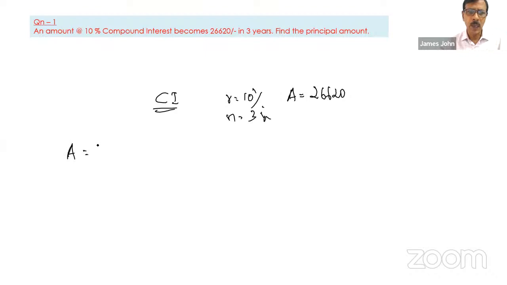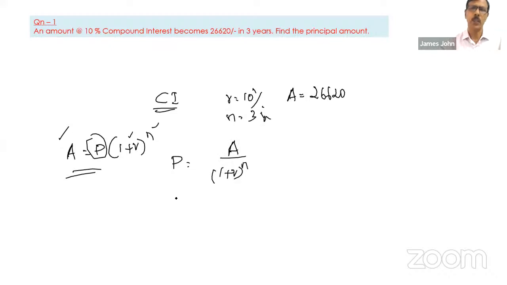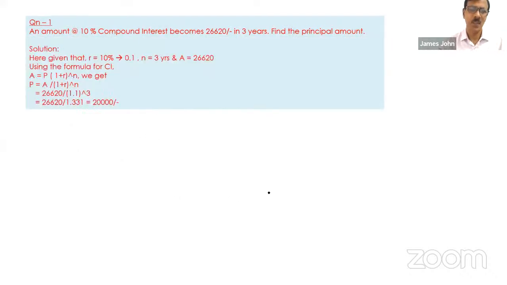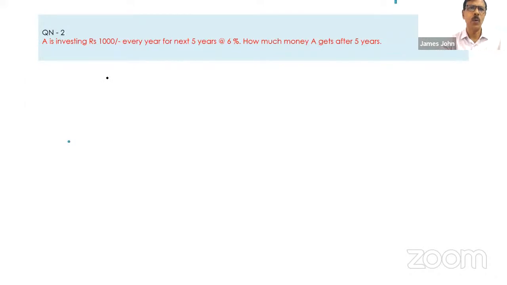Therefore, you use the formula A is equal to P into (1 plus R) the whole raised to N. Here, you know A, you know R, N. Calculate P. How to get P from this formula? It is A by (1 plus R) the whole raised to N. Simplify. A is 26,620 divided by (1 plus R), 10%, 1.1 raised to 3. Simplify it. How much did you get? Be fast. 20,000. Very simple. Okay. We'll move on to the next question.